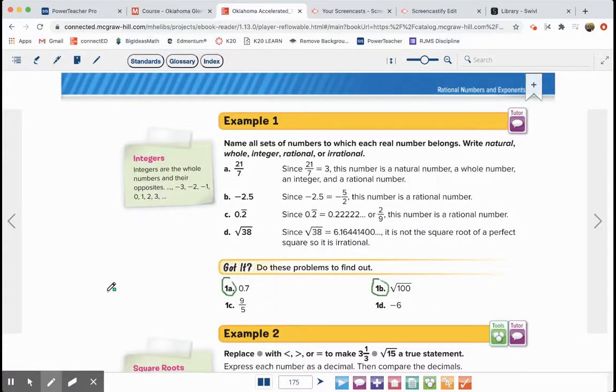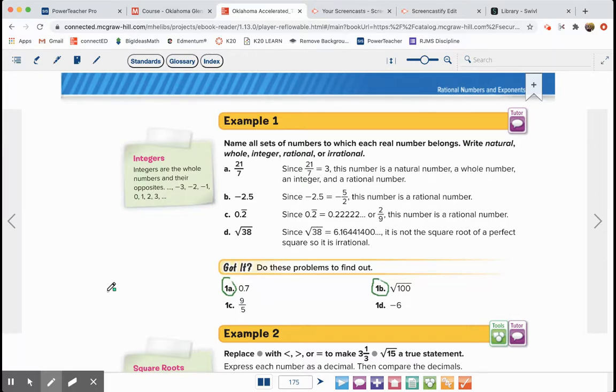Looking at this first example where it says name all sets of numbers to which each real number belongs: natural, whole, integer, rational, or irrational. So on all 4 of these, the first one, we have 21 over 7. Well, 21 divided by 7 equals 3. Okay, so 3 is a natural number because we count 1, 2, 3. It's a whole number. It's an integer because integers are all your positive and negative whole numbers.